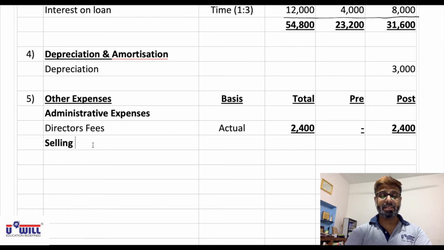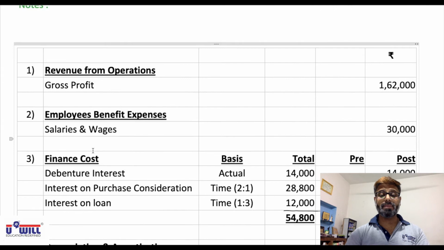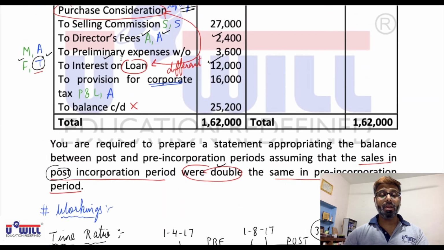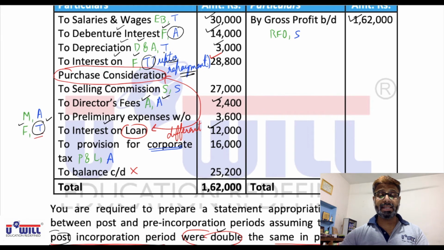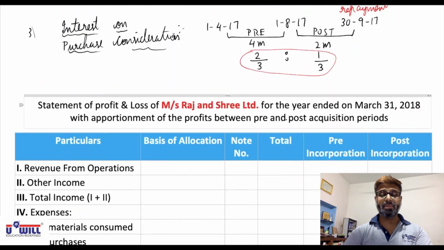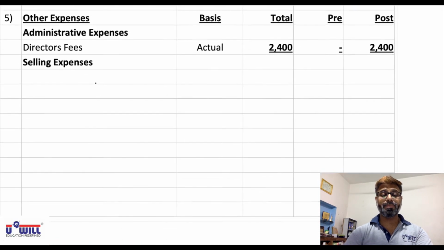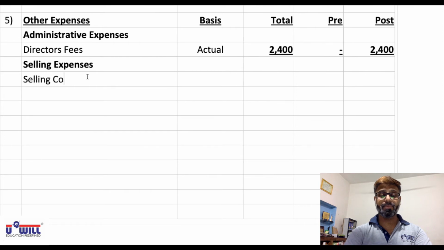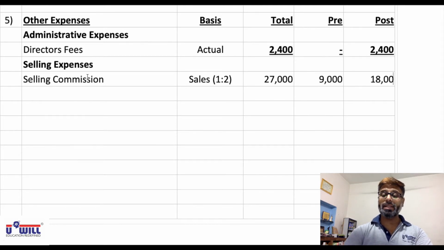Then we will have selling expenses. All the items marked as S. Again, only one item is marked as S in the question. Selling commission 27,000. That will go on sales ratio. Only one item is there, selling commission. It will go on sales ratio, which is 1:2. 27,000 into 1 by 3, 9,000. 27,000 into 2 by 3, 18,000. Again, only one amount is there, so that itself would be the total.